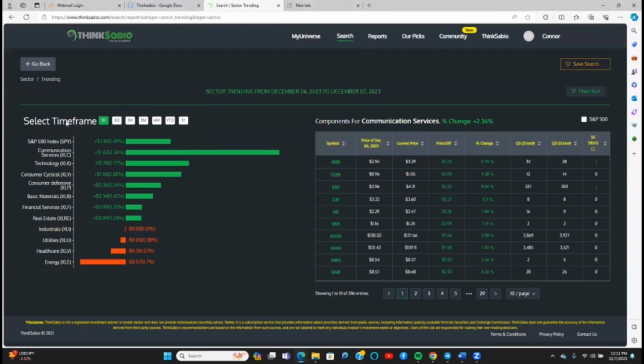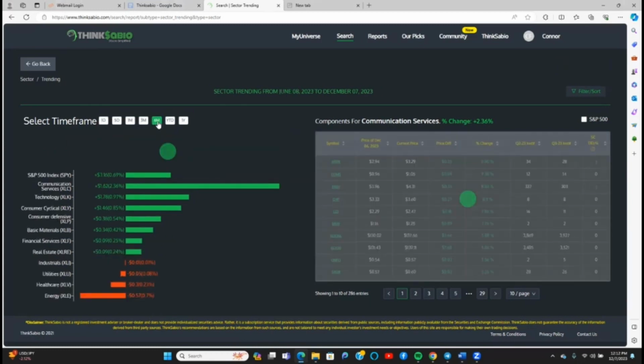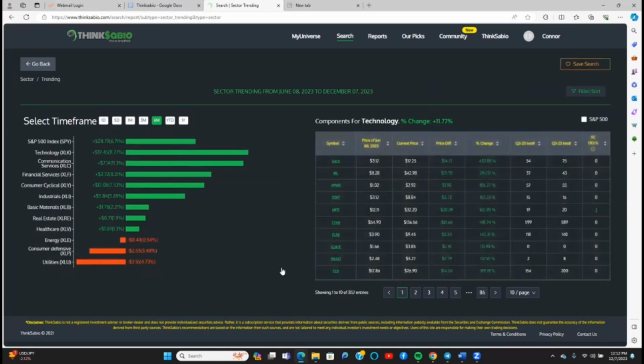The first thing you see is the select time frame button. This lets you choose whichever time period you want to look at, and you can customize the data for that. We'll look at 6 months just to get a wider view. So right up here, you see S&P 500.